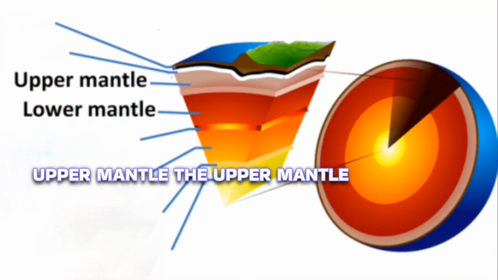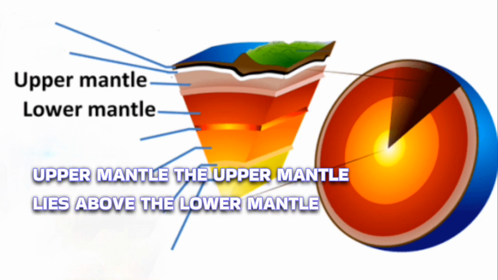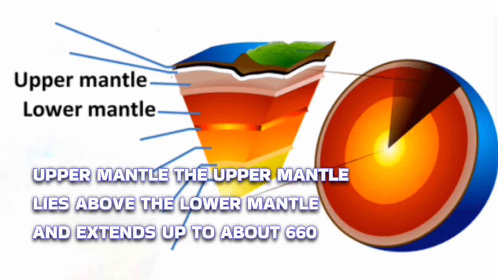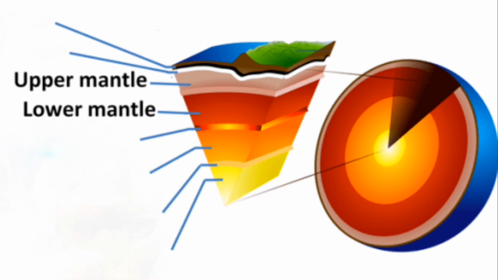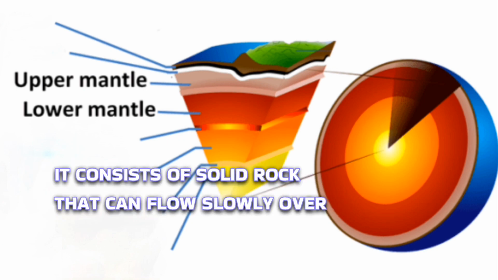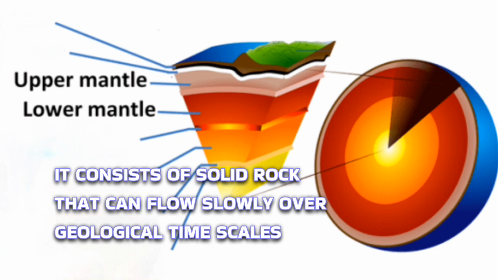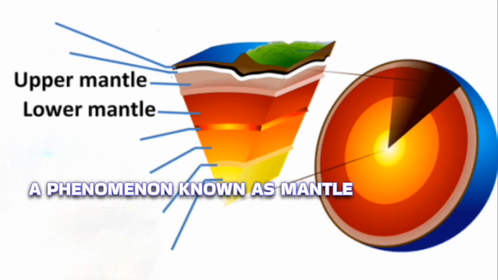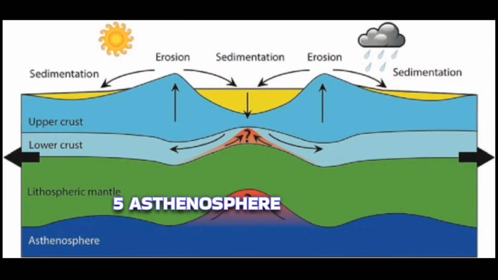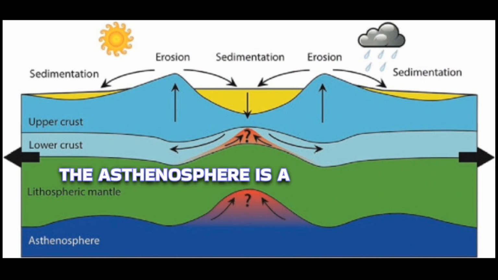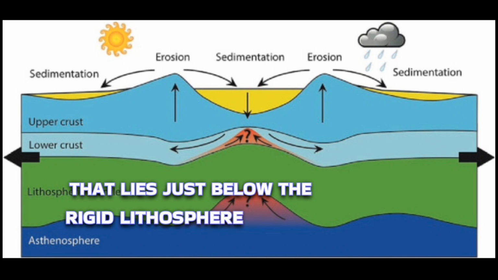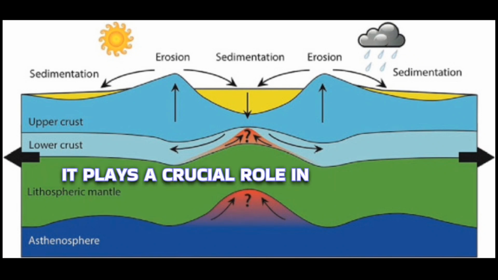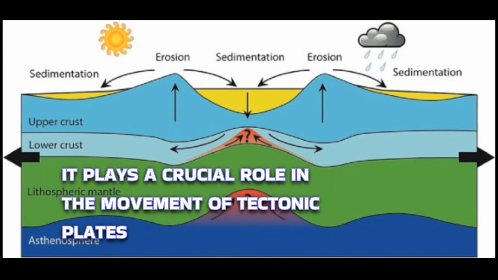4. Upper mantle. The upper mantle lies above the lower mantle and extends up to about 660 kilometers, 410 miles, below the surface. It consists of solid rock that can flow slowly over geological timescales, a phenomenon known as mantle convection. 5. Asthenosphere. The asthenosphere is a partially molten, ductile region of the upper mantle that lies just below the rigid lithosphere. It plays a crucial role in the movement of tectonic plates.